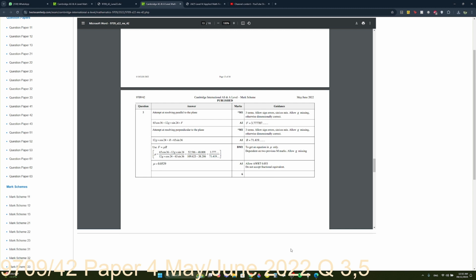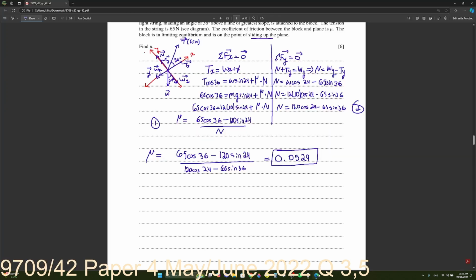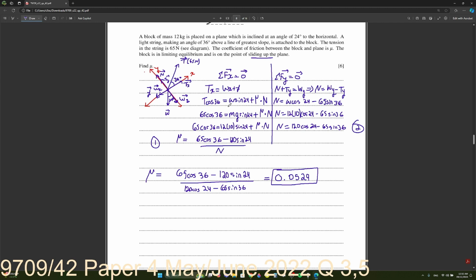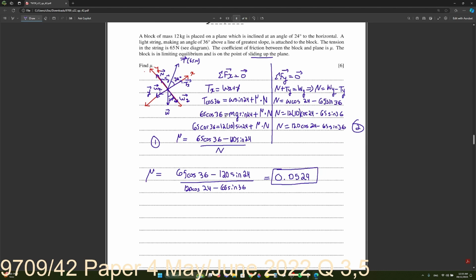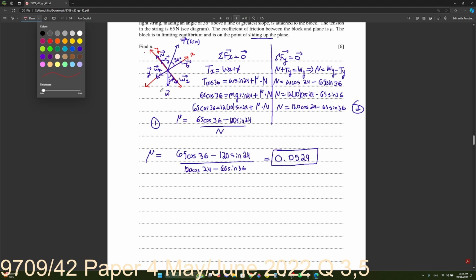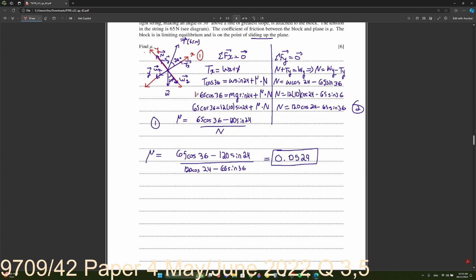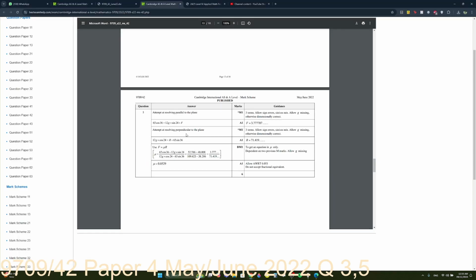Let's see. What would we get our 6 marks for? Attempt at resolving parallel to the plane. Attempt at resolving perpendicular to the plane. So basically, we would get parallel to the plane, basically horizontal forces, so 65 cosine 36 is equal to 12g. Yeah, F for them is friction. So we would get our first mark for this FBD, the correct horizontal FBD, and this mark here. And what did they say? Perpendicular to the plane. Okay, and then that.